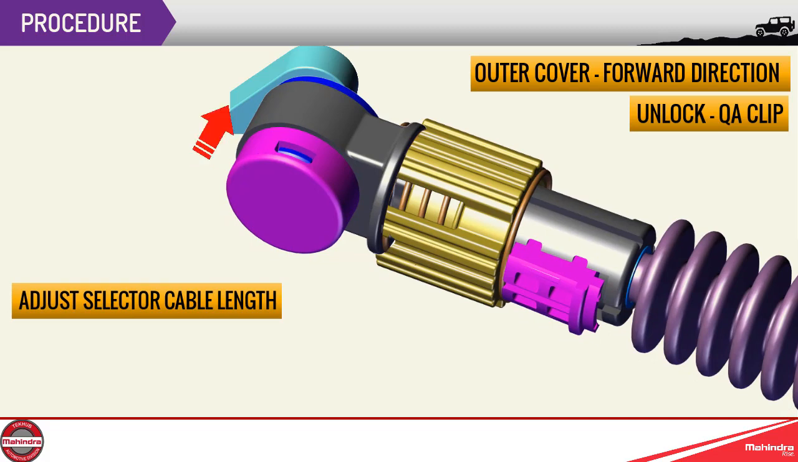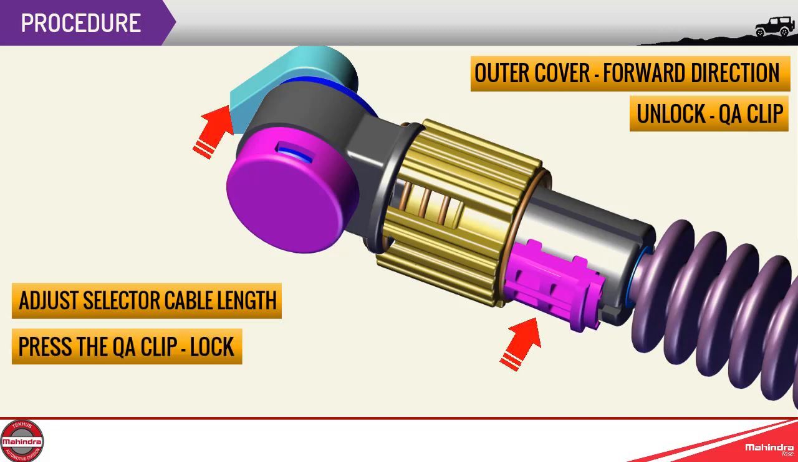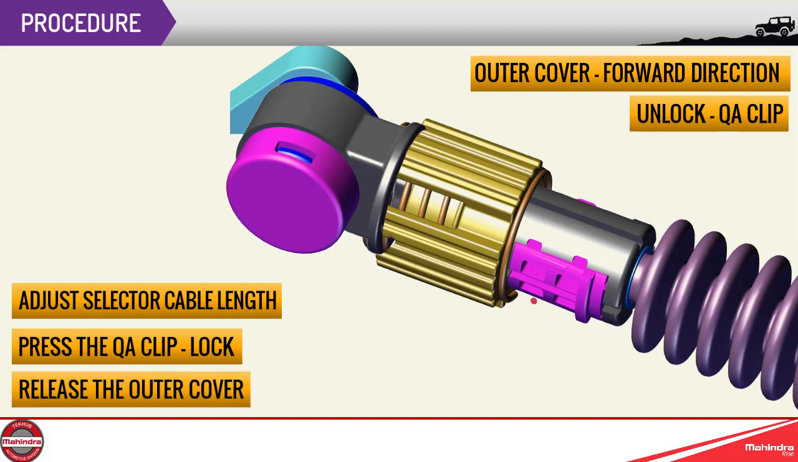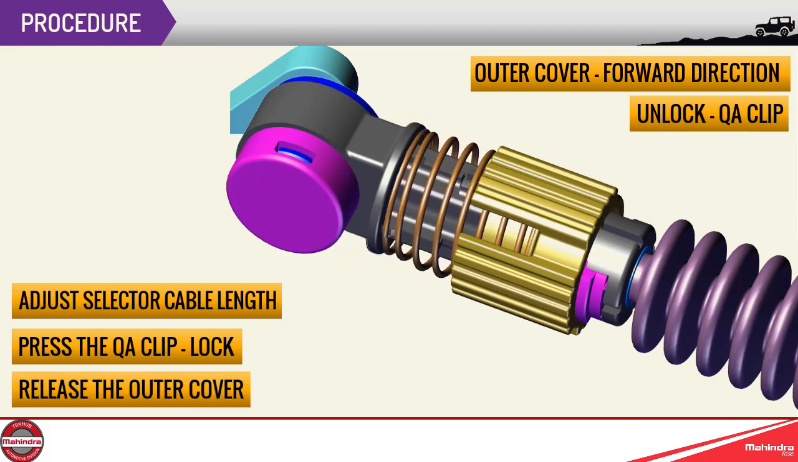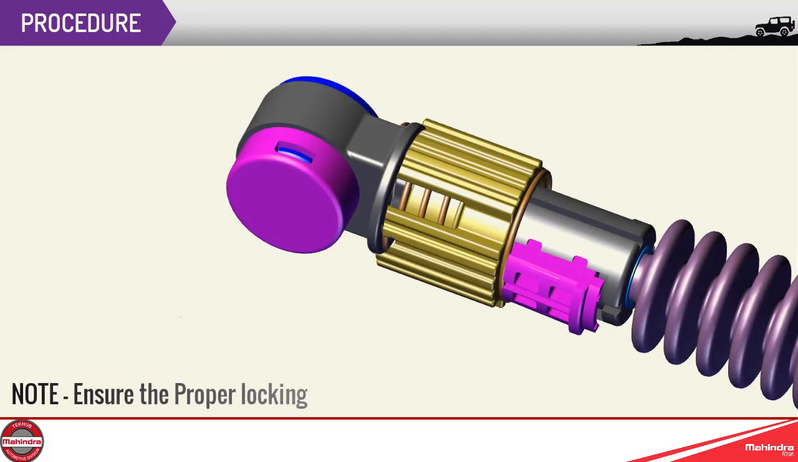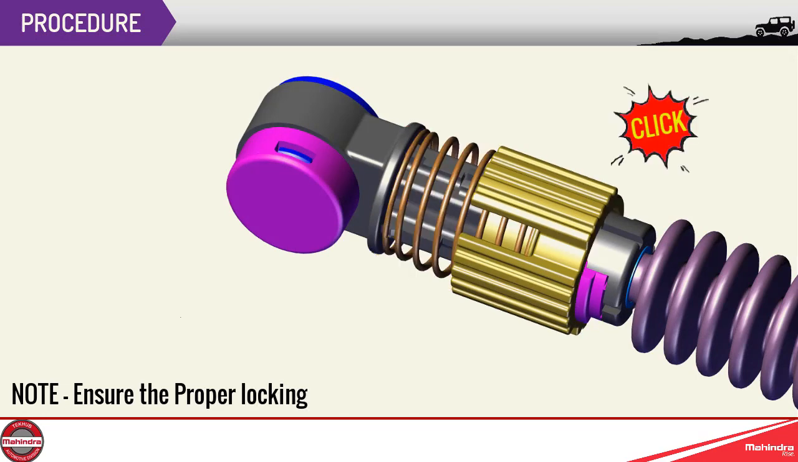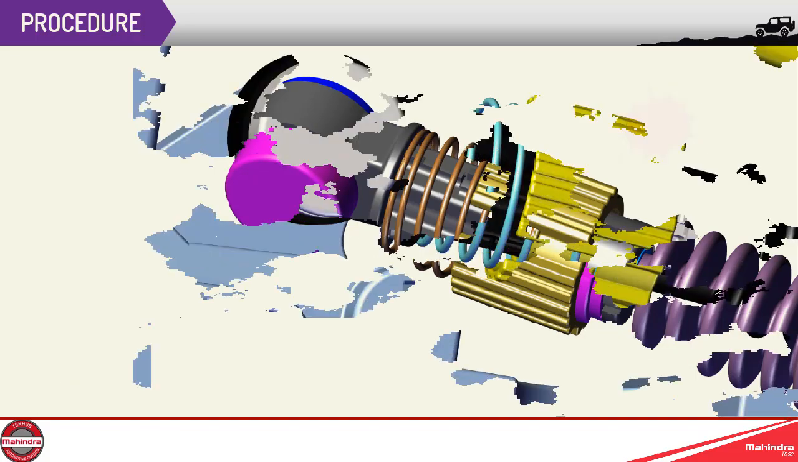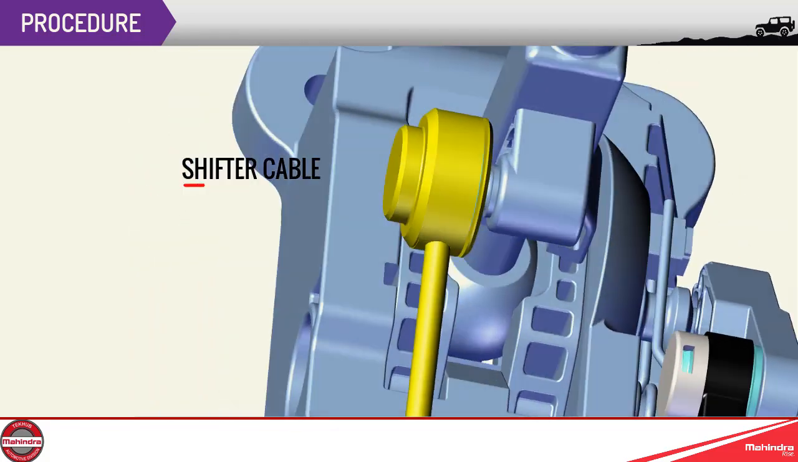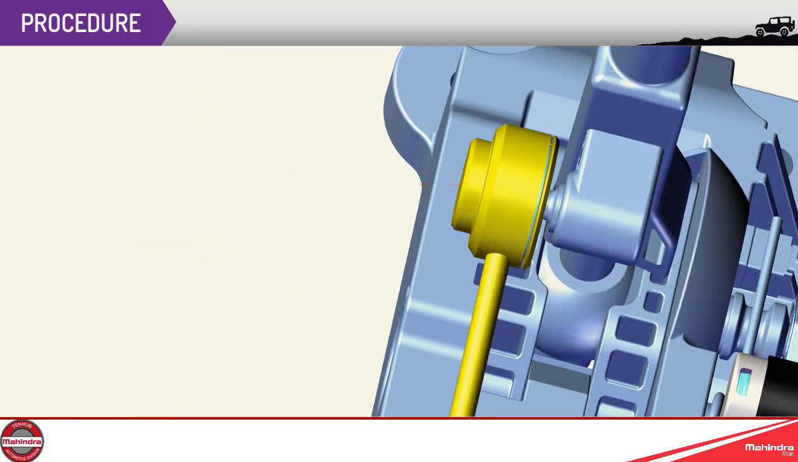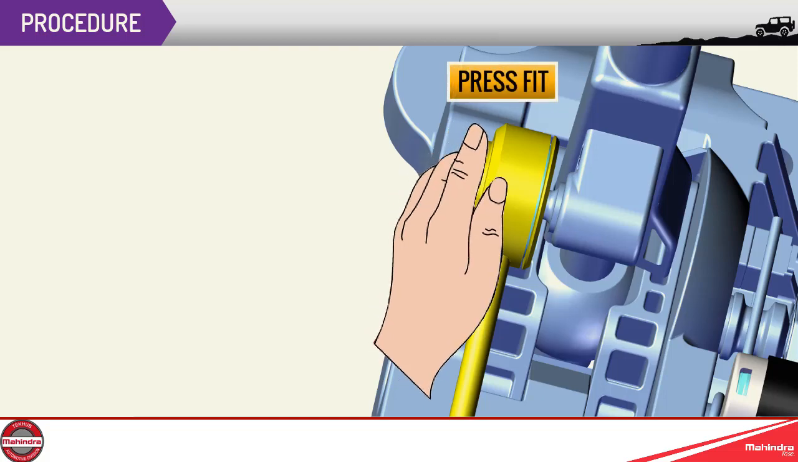Once quick adjuster body snaps on ball pin, brace the QA clip towards arrow mark shown to lock it fully and release the selector cable quick adjuster outer cover. Kindly note, ensure the proper locking by confirming or hearing the click noise while installing. Take another end of shifter cable and press fit it on shifter lever.